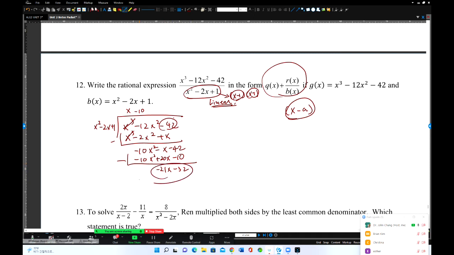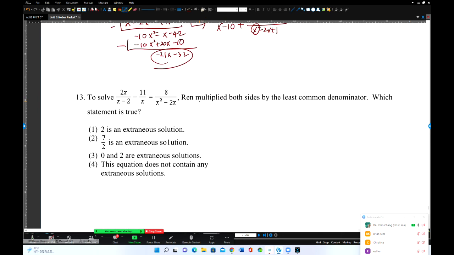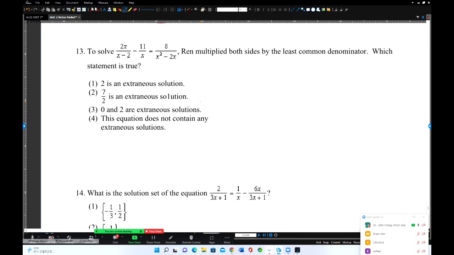Okay? But in the form over here, what is that? This form is exactly equal to what? We got the quotient, x plus 10, plus the remainder, negative 21x minus 32 over x squared minus 2x plus 1, okay? This is this form. But in this case, with a quadratic, we don't have to use synthetic division, okay?